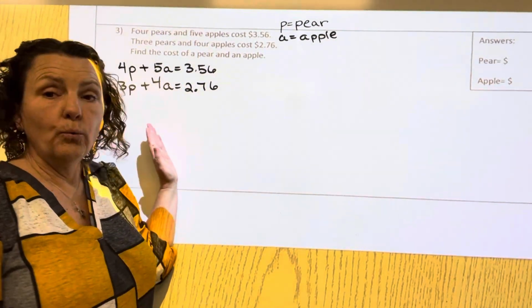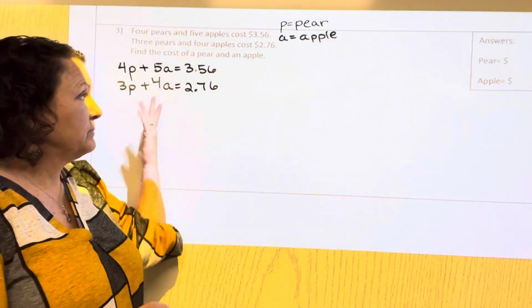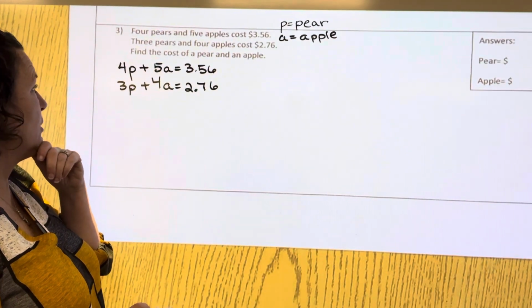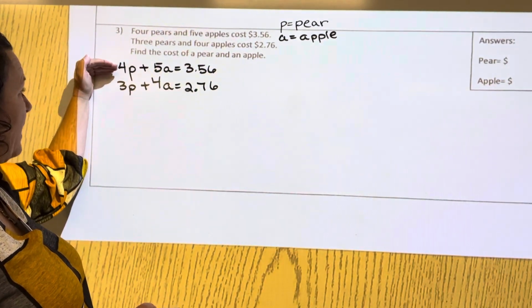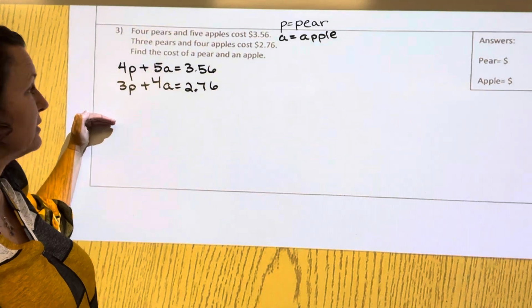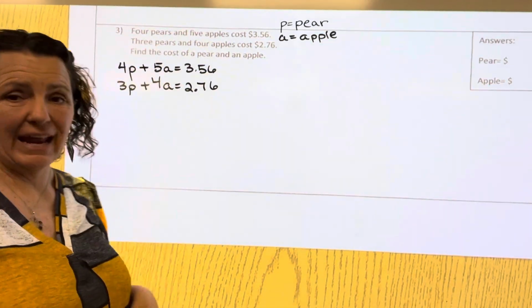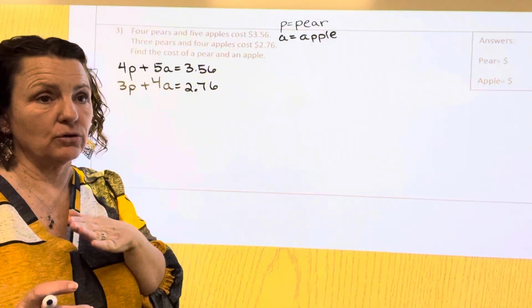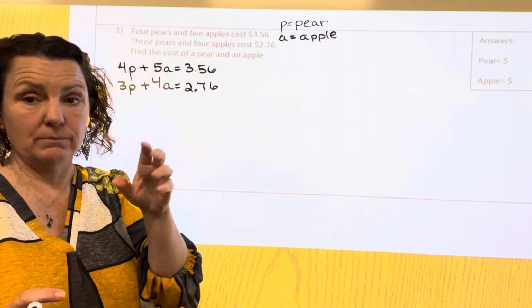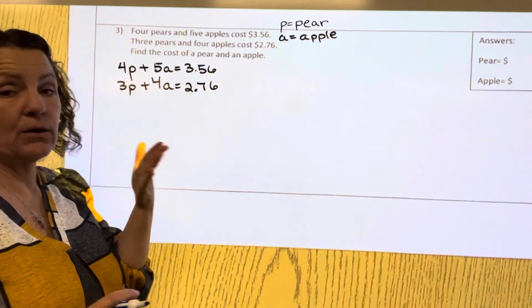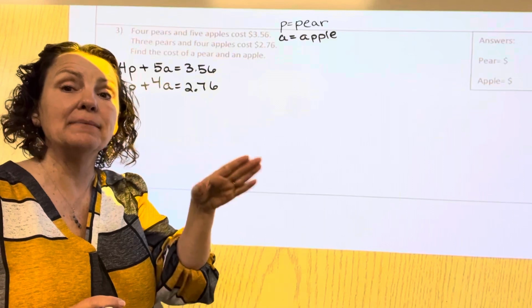So we have this beautiful setup called a system. It's 2 equations with 2 unknowns. Nothing cancels, because if I add going down, the pears are 7 pears. And if I add going down, we have 9 apples. We need something to cancel so we can solve for one of the items first. How do we make that canceling happen, that elimination?